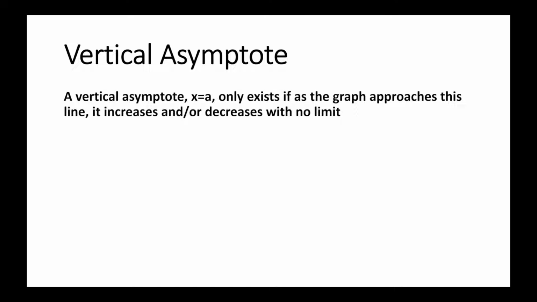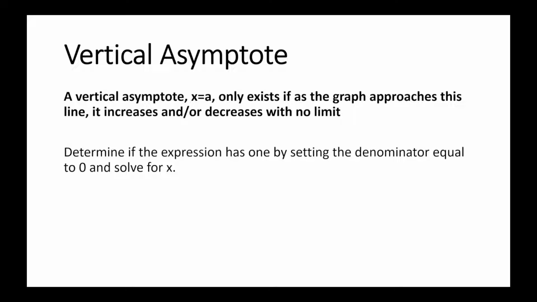So how do we figure out what these vertical asymptotes are? Well, first off, what is a vertical asymptote? A vertical asymptote can be represented by the line x equals a. And this only exists if the graph approaches this line and it never actually touches it. So the curves increase or they decrease or they do a bit of both. This can apply to both sides of the graph or only to one side.